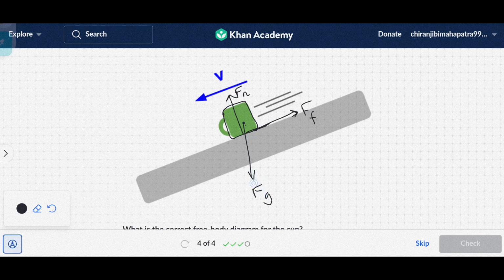That's it. That's three things. So as you are just starting your studies, you can do this. You can draw it this way.